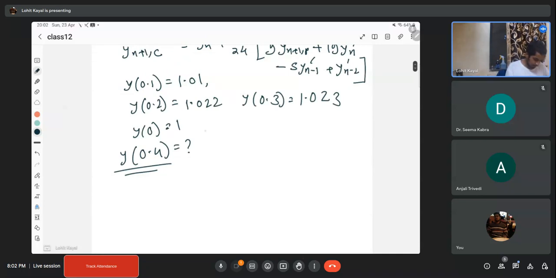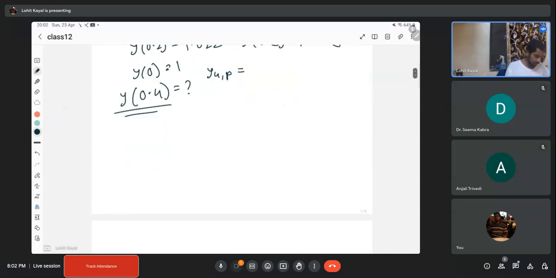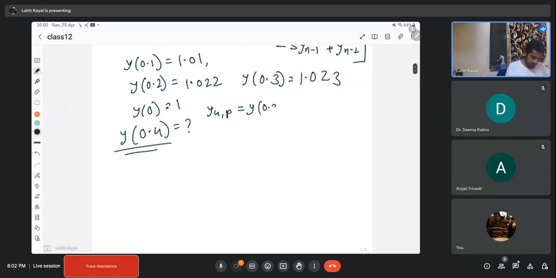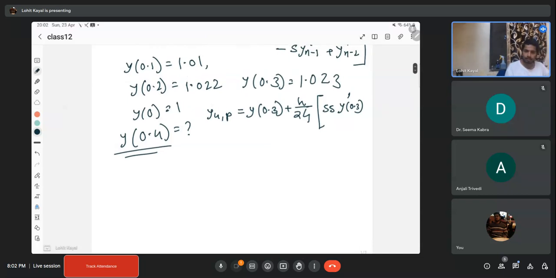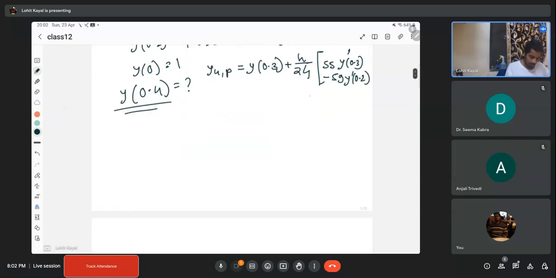So here the solution for p equal to y at 0.3 plus h/24. You can see that h will be 0.1, times 55 y prime at 0.3, that is yn prime, minus 59 y prime at 0.2 plus 37 y prime at 0.1 minus 9 y prime of 0.